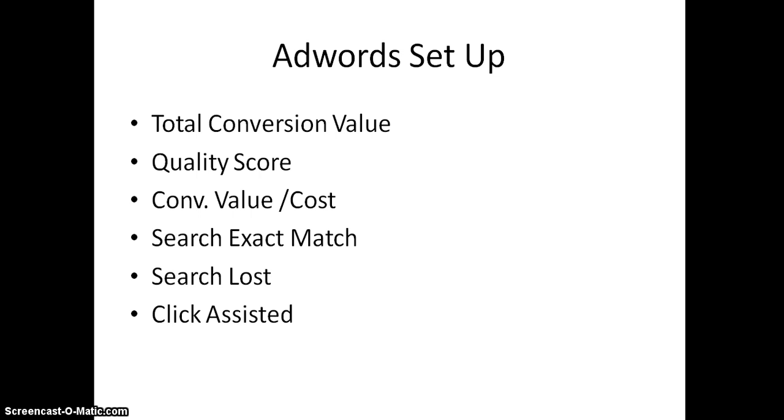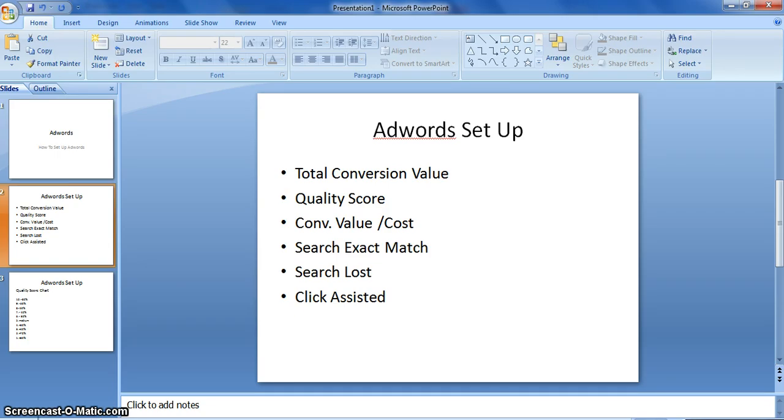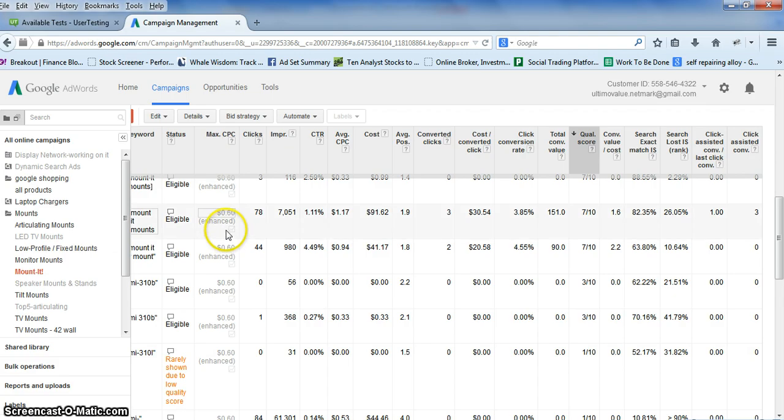I'm going to be talking about total conversion value, quality score, conversion value cost, search exact match, search loss, and click assisted. These are the few details that I go through every single time I look at an AdWords campaign. I can determine exactly what to do with this information. So let me jump into it right away and go to our AdWords and campaign.